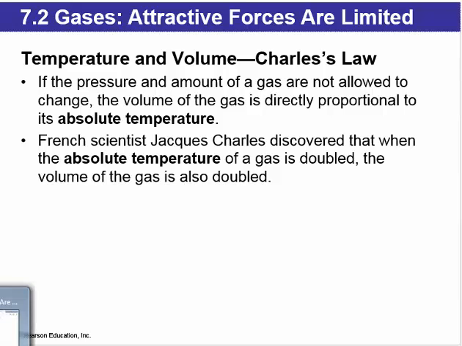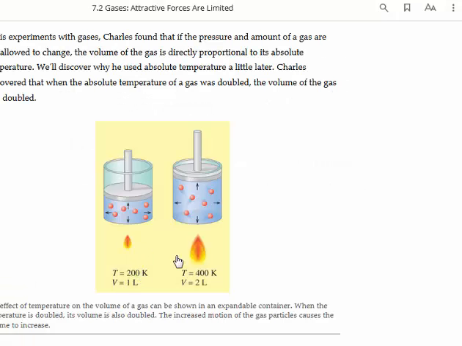So what Charles discovered was that volume and absolute temperature are directly proportional. If we look at this example here of our original condition, where we have a volume of 1 liter and an absolute temperature of 200 Kelvin, we have a fixed amount of gas. This is a closed container, and our volume can change because this plunger can move up and down. If we heat our container, the temperature will go up, and if we double the temperature to 400 Kelvin, our volume will double to 2 liters. So we see in this example that absolute temperature and volume are directly proportional.